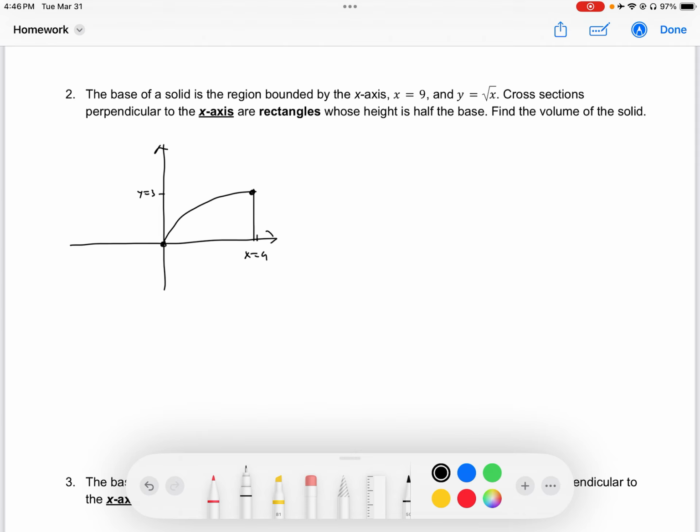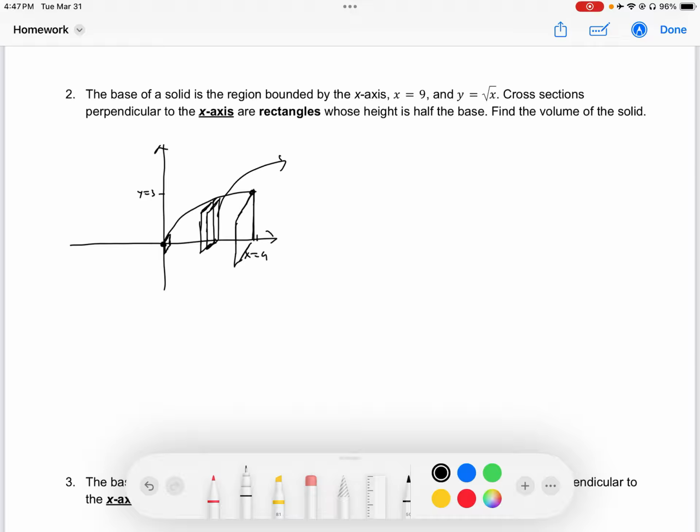Okay, cross sections perpendicular to the x-axis. Boom, perpendicular to the x-axis. There's a cross section perpendicular to the x-axis. They are rectangles, okay, whose height is half the base. So I've got some rectangles coming out of here that are going to be shorter than they are tall. The largest rectangle is going to be here at the end because that's where the function is the tallest. And the smallest rectangle is going to be down here, where you're not going to have any rectangle at all because it gets down to 0.